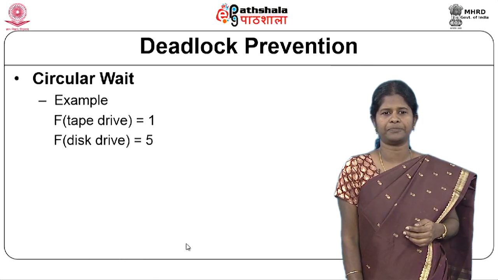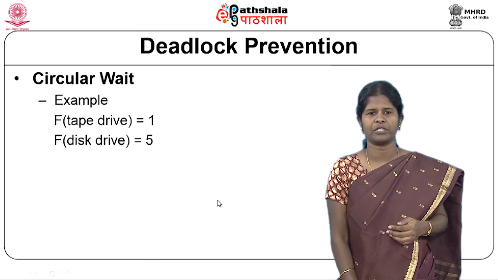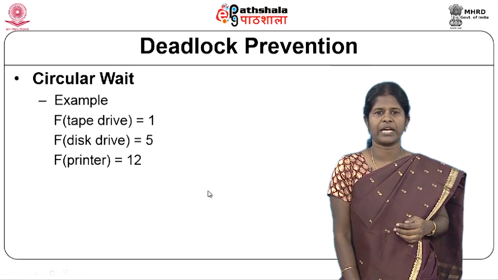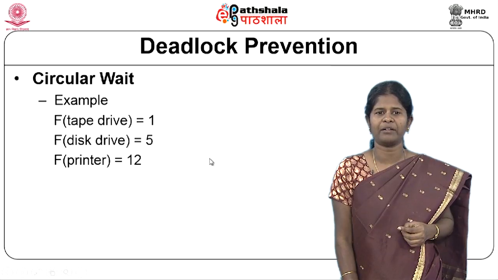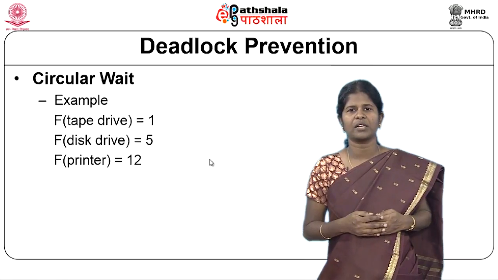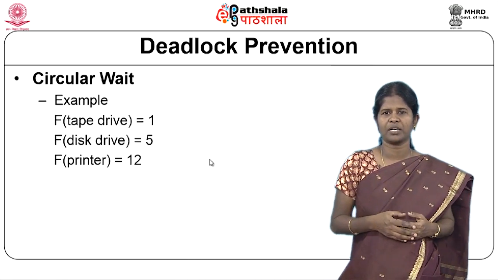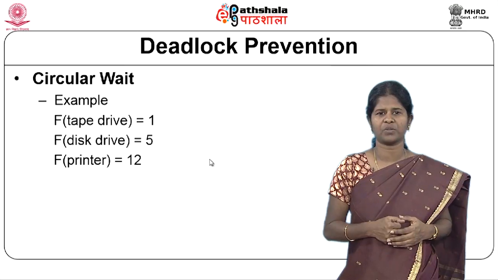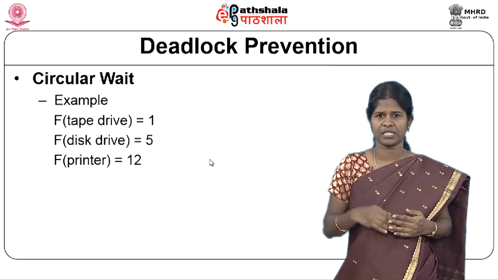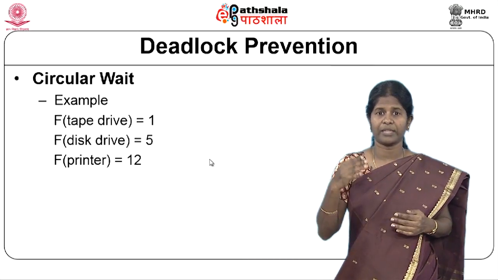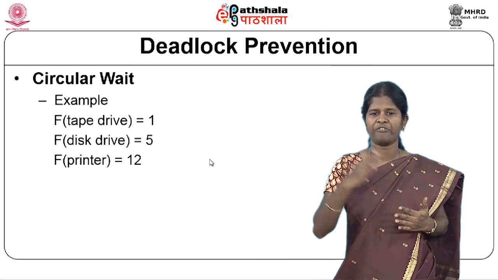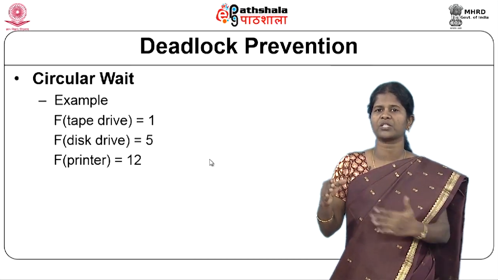Look at this example. You have a tape drive. The tape drive is assigned a number equal to 1, the disk drive is assigned a number equal to 5, and the printer is assigned a number equal to 12. Now, when any process wants the tape drive, disk drive and printer, it should only request the resources in the order of tape drive first, next disk drive and then third printer. The numbers assigned to the resource types are in increasing order: 1, 5 and then 12. So, request for resources only in this order.